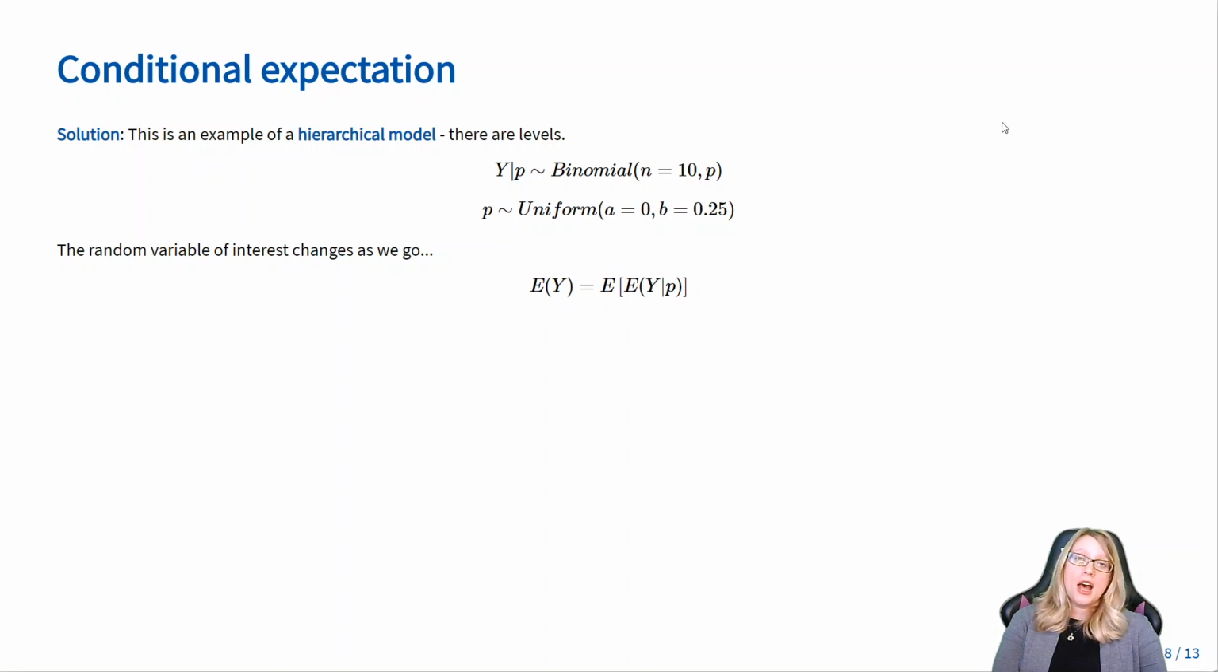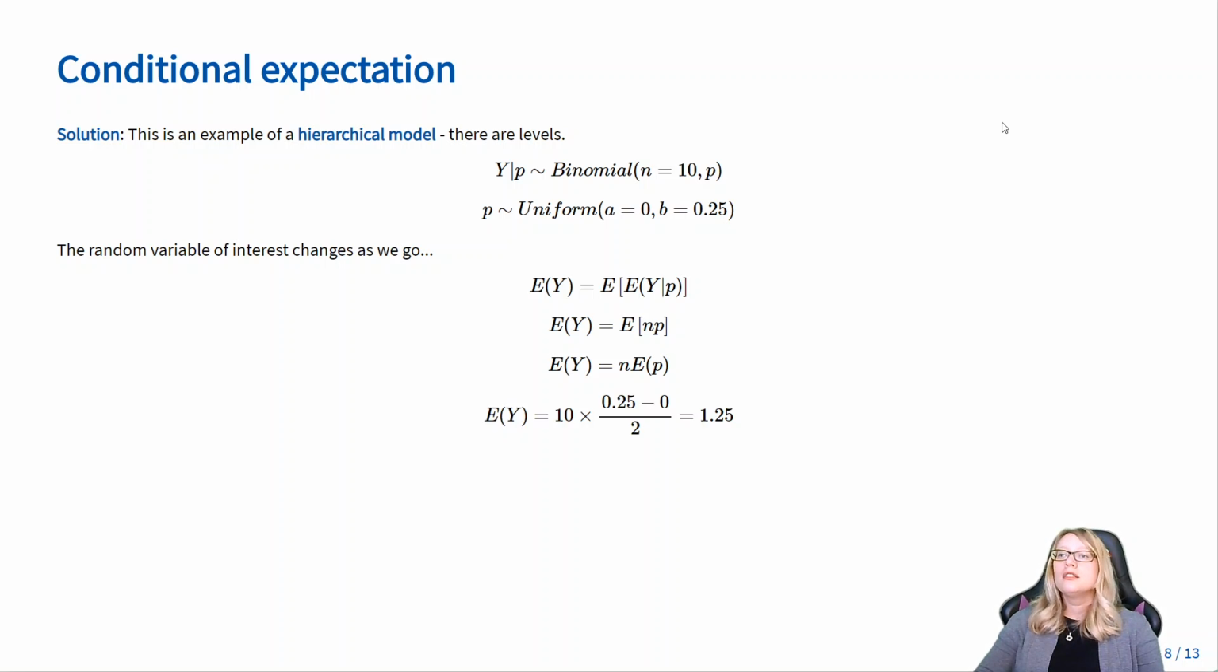So if we want to find the expected number of defectives Y unconditionally, we can do that by finding the expected value of the conditional expected value. So let's start with the conditional expected value. Y given P follows a binomial with parameters n, p, so n times p is the expected value of that binomial. So our expected value of Y is the expected value of np, or n times the expected value of p. So n times the uniform expected value, so 10 times (0.25 minus 0) over 2, our expected number of defectives is 1.25.